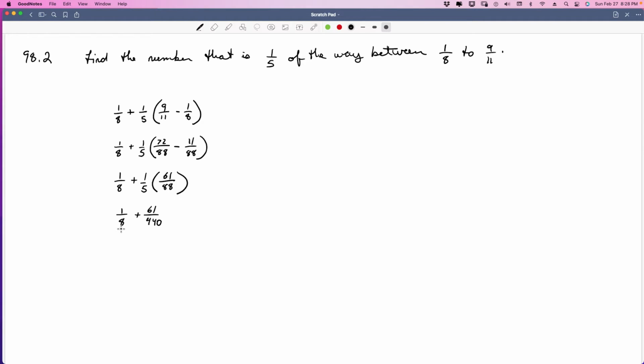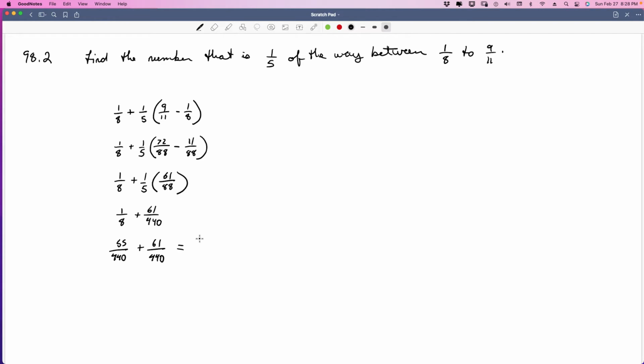So now we have to find a common denominator. So we're going to multiply 8 times 55. That's going to give us 55/440 plus 61 over 440. And where we got 55 from was first we multiplied by 11, and then by 5. So 8 times 11 is 88, and then times 5 is 440.